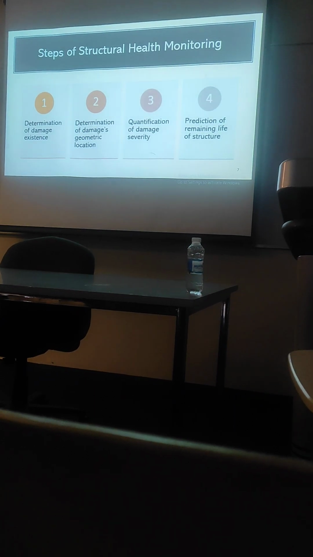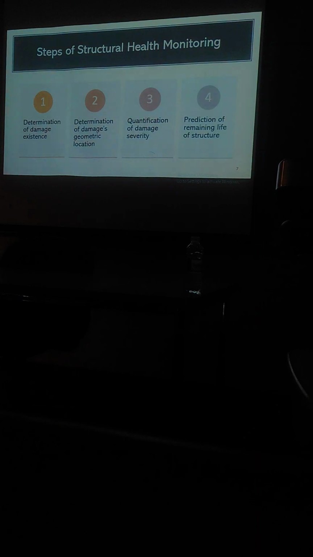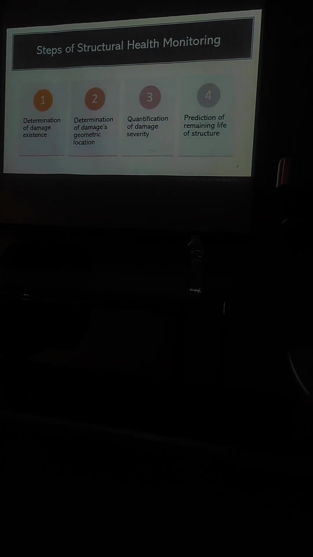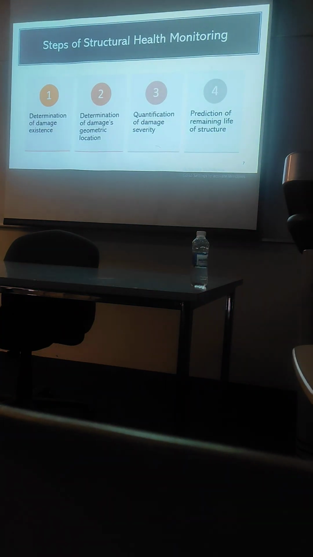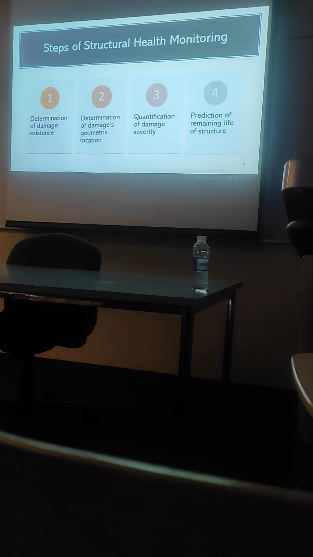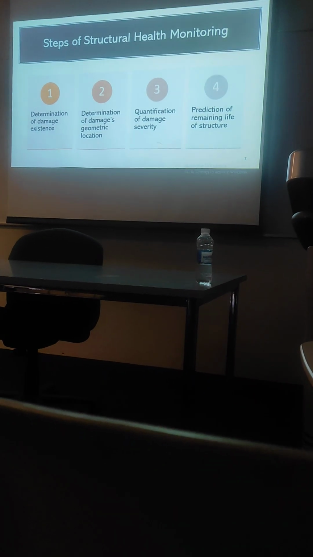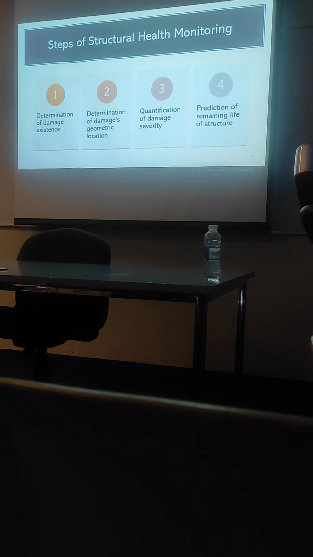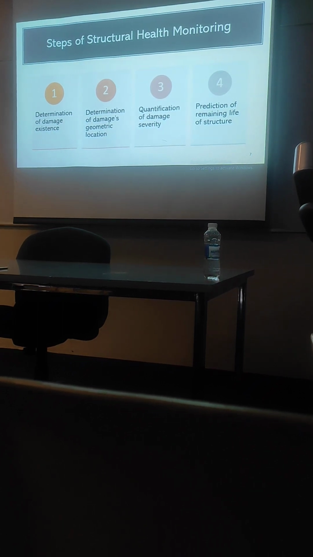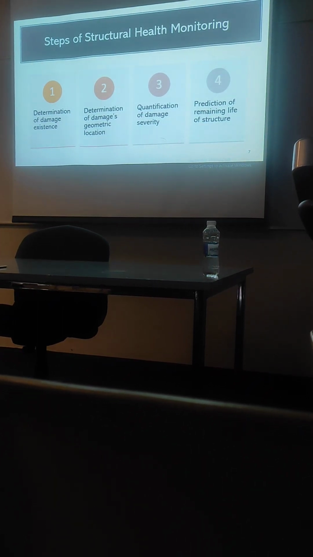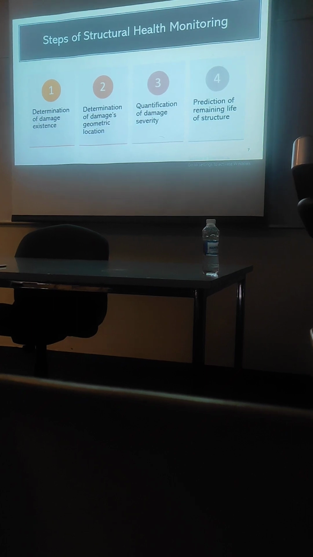So basically, there are 4 steps in structural health monitoring. The first step would be determining the damage of an existing structure, or determining the location of the damage, and after that we will go for the geometric position of the damage, because it is one of the most crucial things that a structural health monitoring system should identify.